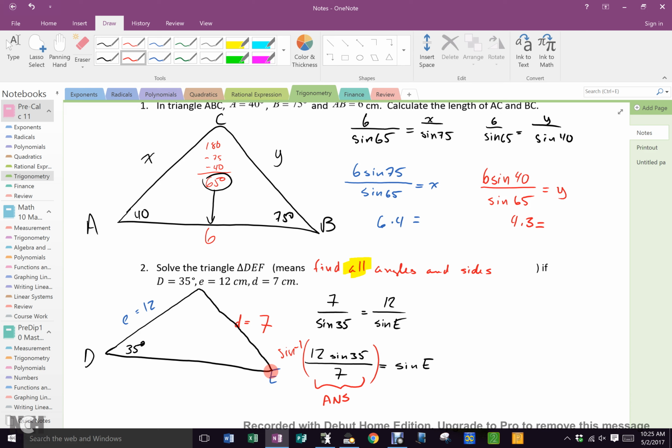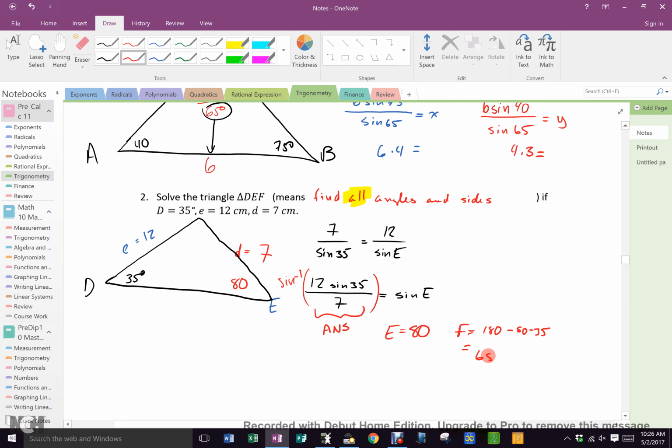Who would like to volunteer an angle for E for me? Joel. 80 degrees. Once I have E as 80, do I automatically know F? How? 180 minus 80 minus 35, which is 65 degrees. And then I only need the third side, yes? How do I find the third side? 7 over sine 35. Do I have to use 7 and 35, or can I use 12 and 80?